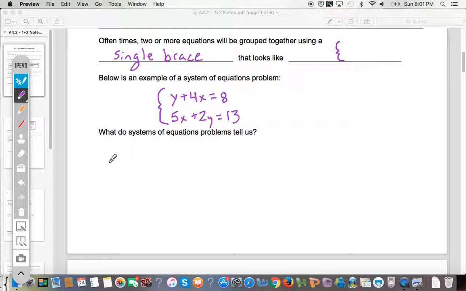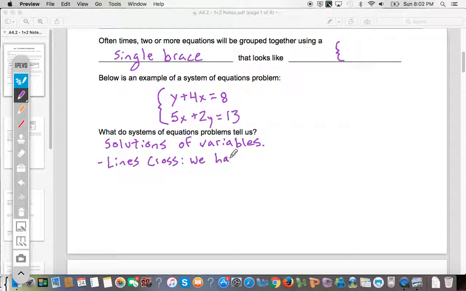So what do systems of equations problems tell us? Okay, they tell us solutions of variables. Okay, so we'll be dealing with three different types of solutions. So if we look at a graph and the lines cross, okay, that tells us we have one solution.